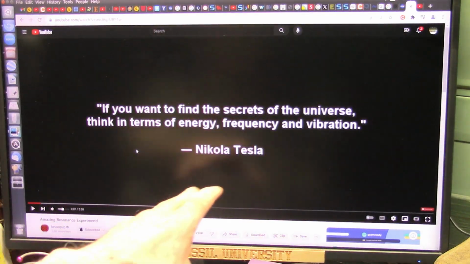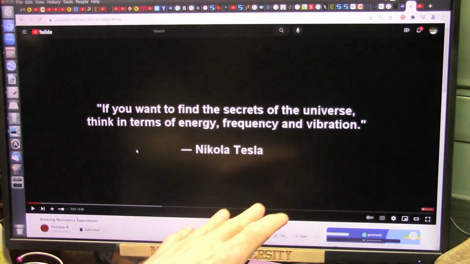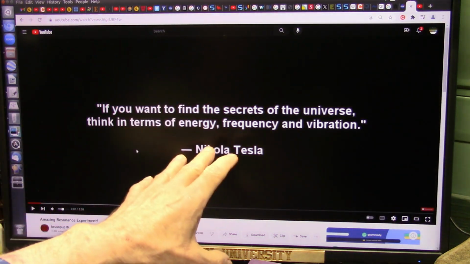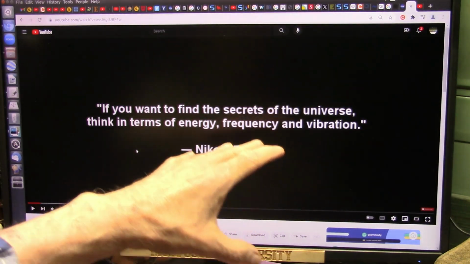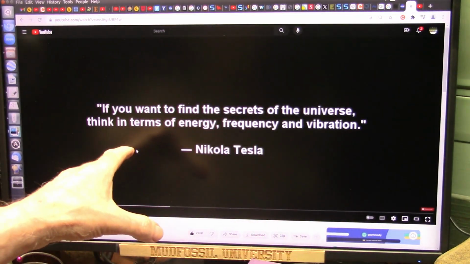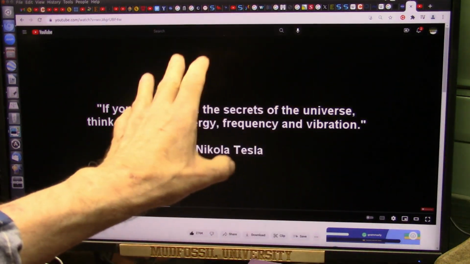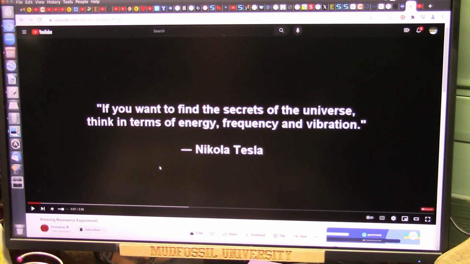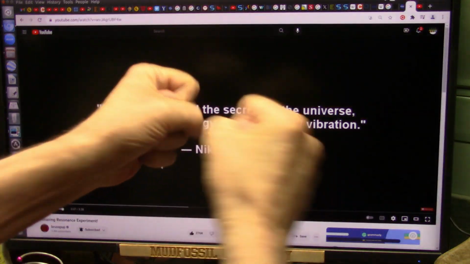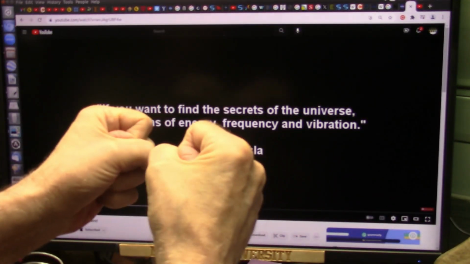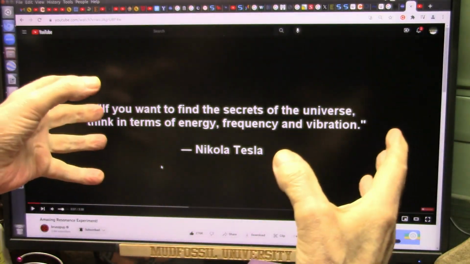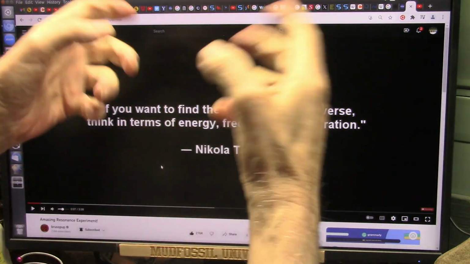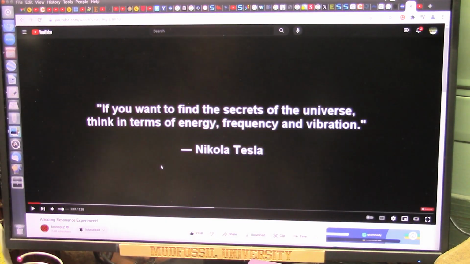Now, Tesla talked about frequency and vibration and energy. Well, frequency and vibration is literally the energy. All right, so it's not all three things. Energy is really frequency and vibration. That's what causes energy, when it's bouncing back and forth against each other. These white particles, that's what energy is. The higher the frequency and the harder the vibration, the more the energy. Basically, as simple as that.